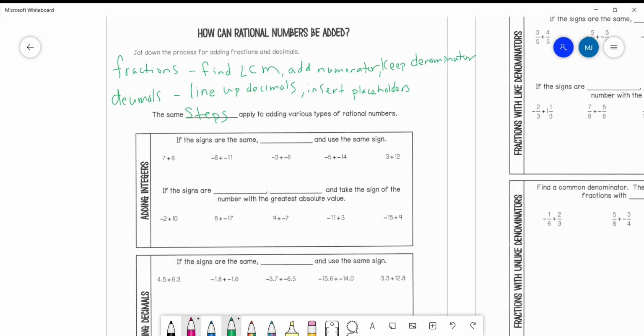So looking at adding integers, if the signs are the same, add and use the same sign. So let's look at 7 plus 6. 7 plus 6 is 13. Both of those are positive. The answer is a positive 13. Negative 8 plus negative 11. So the signs are the same. They're both negative. So we're just going to add the numbers. 8 plus 11 makes 19. And since the sign was negative on both, it is a negative 19.